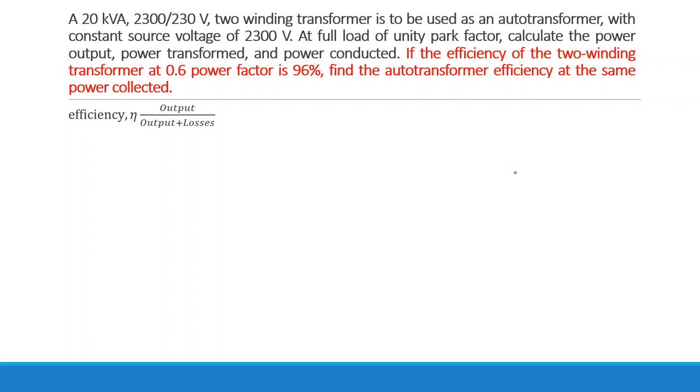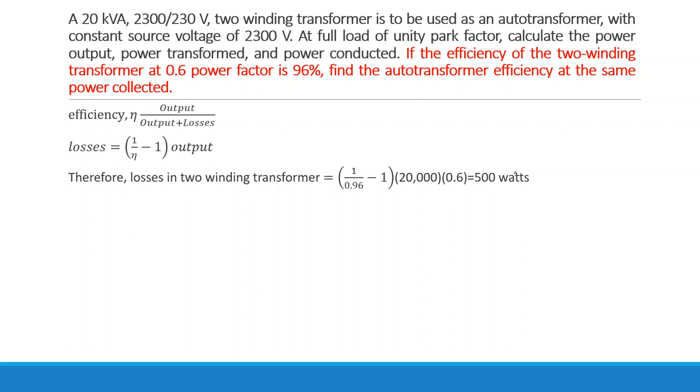So what is the efficiency formula? Efficiency is output upon input. Input can be written as output plus losses. See what is given. They have given the efficiency. So how can we proceed? We can proceed with the losses that will be calculated from this formula only. So first we are going to calculate the losses because it is not given. Losses can be calculated if the efficiency is known to us, and yes, efficiency is given. The output can also be calculated because the load power factor is given over here.